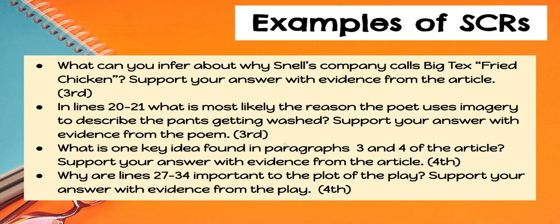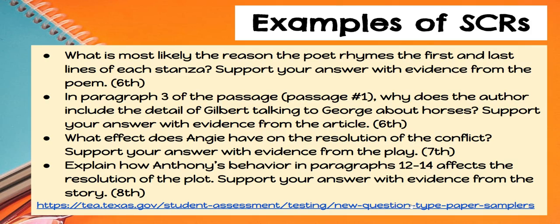That's 3rd grade. In lines 20 to 21, what is most likely the reason the poet uses imagery to describe the pants getting washed? What is one key idea found in paragraphs 3 and 4 of the article? I've seen this one a lot. The key idea of a section. Why are lines 27 to 34 important to the plot of the play? So notice that each question is only asking about a specific section or part of the passage. That's what I've noticed with SCRs.